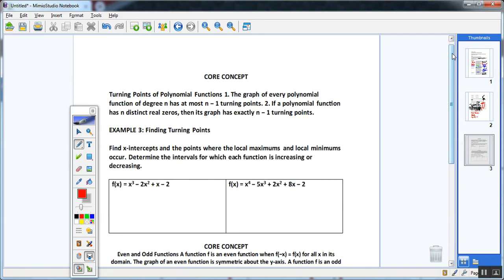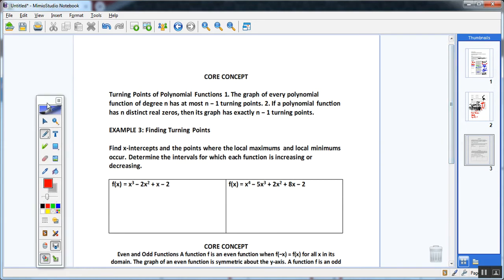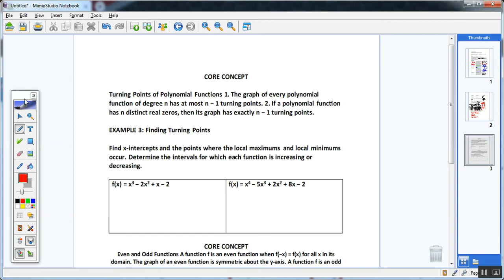Okay, there's some core concepts on this page. I need somebody to read that first core concept for me. Mr. Parson, would you read that for me? Why, sure, I'll read that for you, Mr. Parson. Okay, thank you, Mr. Parson.